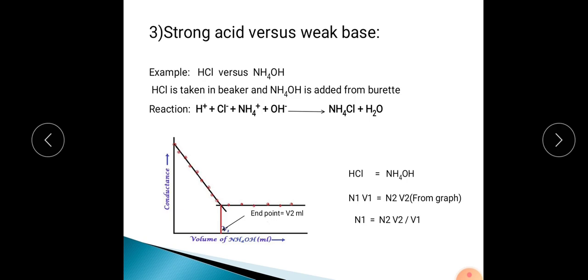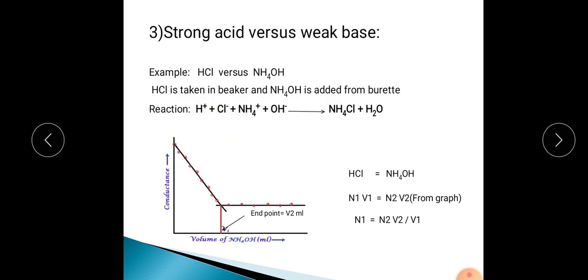due to which the smaller size H plus ions are replaced by larger size NH4 plus, and the conductance decreases. The decrease in conductance is sharp. This is attributed to which thing? Replacement of smaller size, greater mobile, greater conducting H plus ions by larger size, lesser mobile, lesser conducting NH4 plus ions. So addition of NH4OH to HCl leads to a sharp decrease in conductance, and this decrease shows what? Neutralization of HCl.